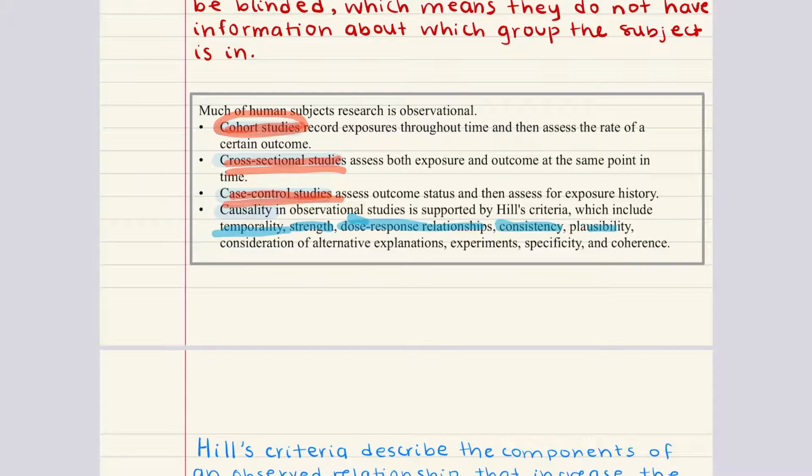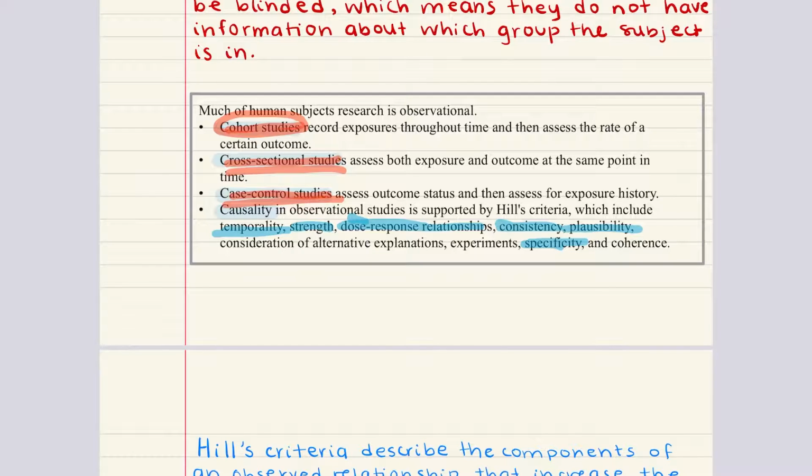The fifth criteria is plausibility. There should be a biologically reasonable mechanism that links the exposure to the outcome. The sixth criteria is specificity. A specific exposure should lead to a specific outcome. So for instance, we know that asbestos exposure is closely linked to cancer.